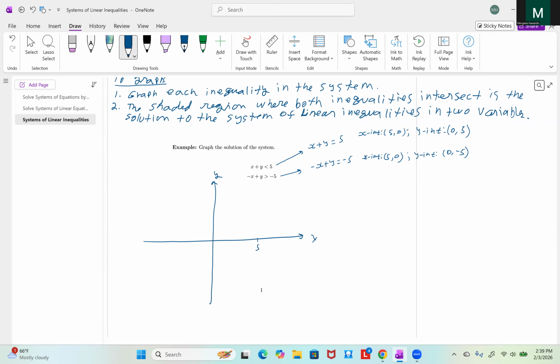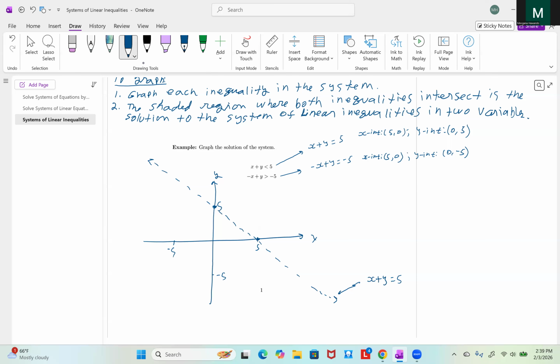Let's say this is 5, this is 5, minus 5, and minus 5. The x-intercept for the first one is (5, 0). The y-intercept is (0, 5). Then since the inequality is less than, the line is going to be a dashed line. And this line here is x plus y equal to 5.